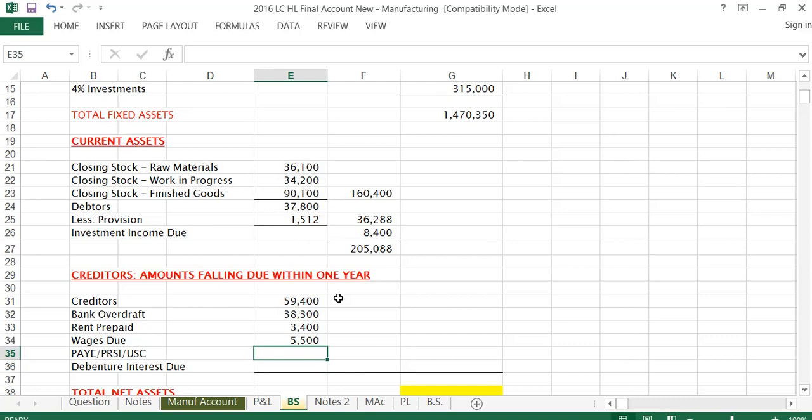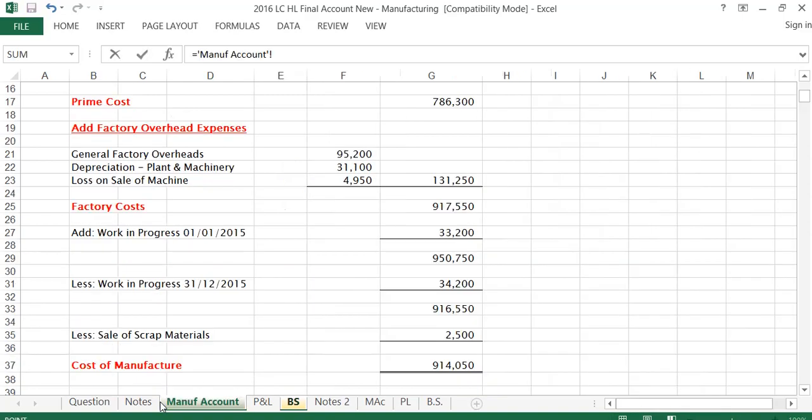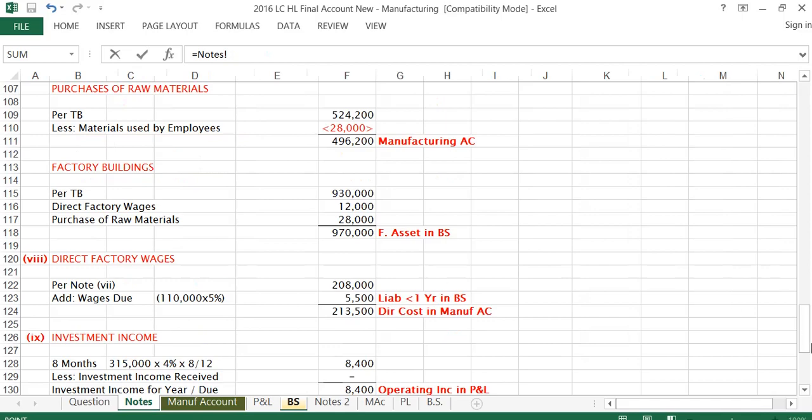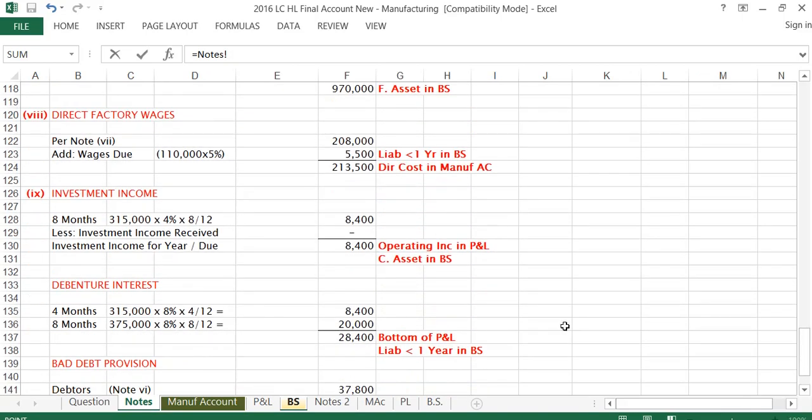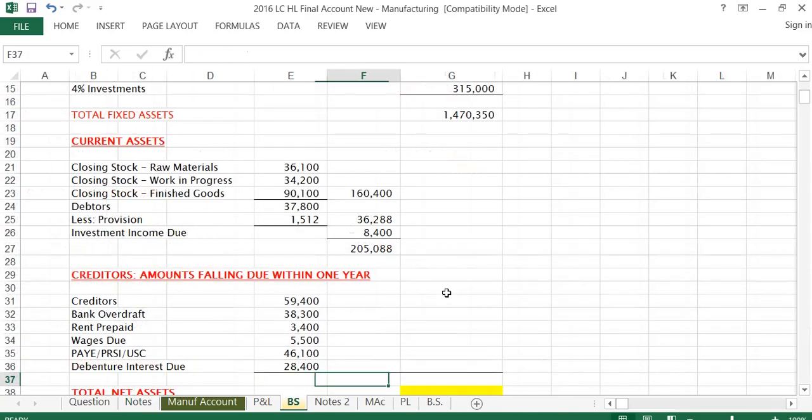PAYE, PRSI, USC, there's no change to that, so that's coming directly from the trial balance of 46,100. And the debenture interest due, we did a note on in note 9. So we'll go back and take our figure for debenture interest due, which is 28,400. Again, none of that has been paid, so the full amount is still due, 28,400. So creditors' amounts falling due within 1 year come to 181,100, which leaves me with a working capital.